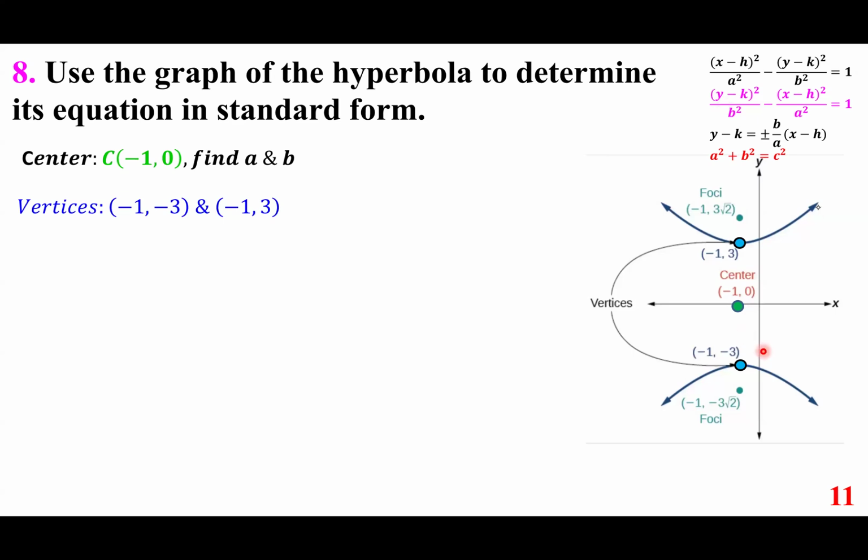And it opens up and down. So it's going to be from the center, B units up, B units down. And so what is B is this distance, which is 3. I hope you see that they have the same X coordinates. The Y coordinate goes from 0 to 3. So B must be 3. The distance of 3 is very straightforward.